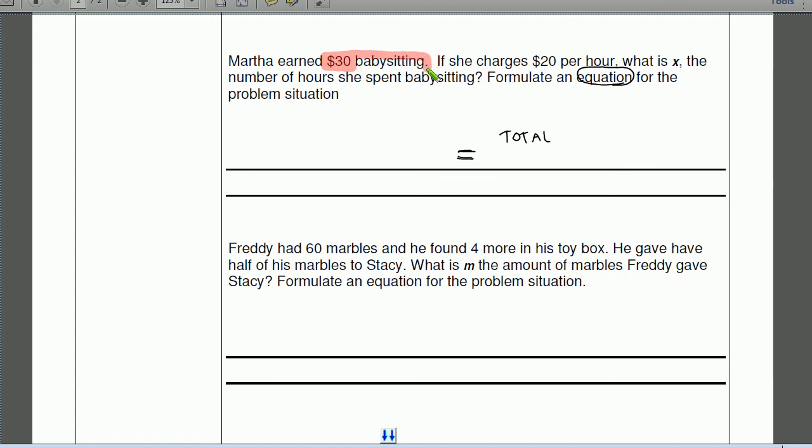They don't say the word total, but they imply it. That's all the money she got. She got $30. She didn't get any more. She didn't get any less. She got a total of $30. So that right there is going to be my total. So that's why I'm going to put $30 right here.